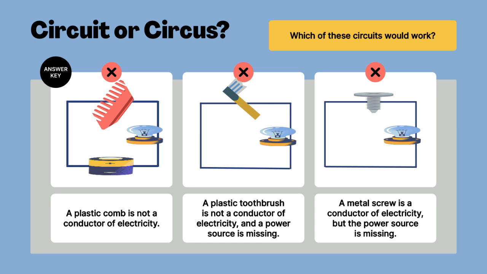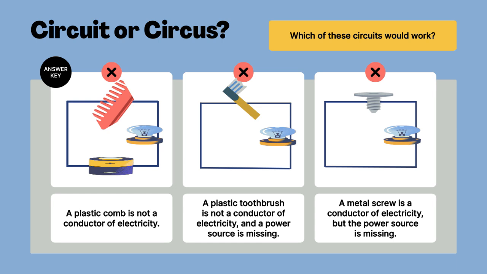Next, we have a plastic toothbrush. Plastic is a non-conductor, so it doesn't allow electricity to flow. Plus, there's no power source connected, so this one definitely isn't a working circuit. Finally, a plastic comb, similar to the toothbrush. Plastic doesn't conduct electricity, so it can't be part of a functioning circuit either.